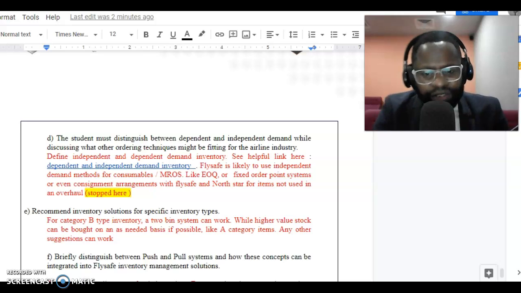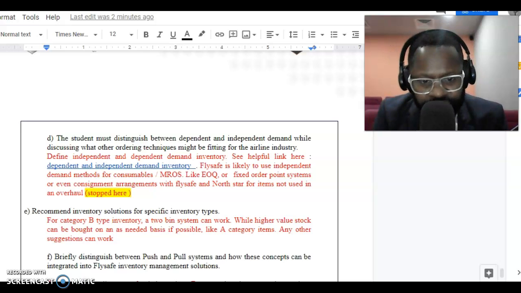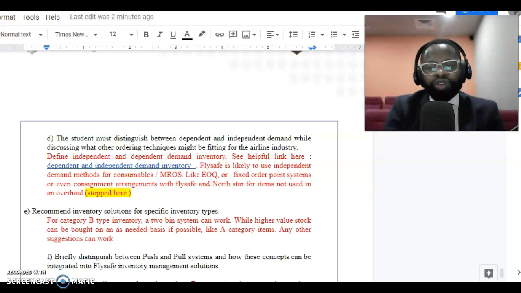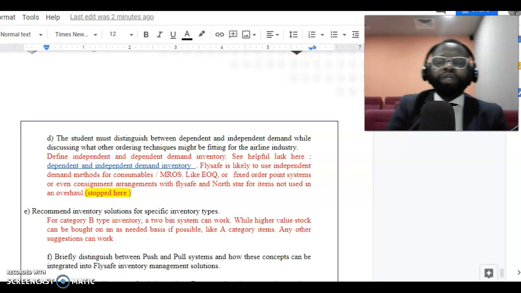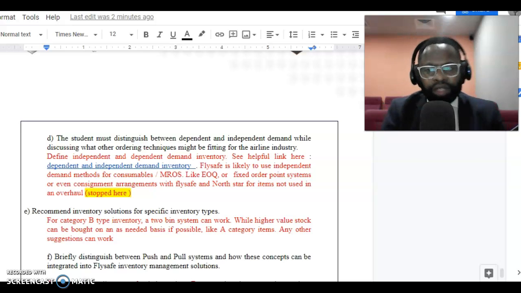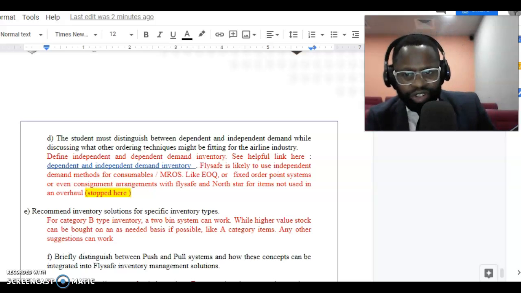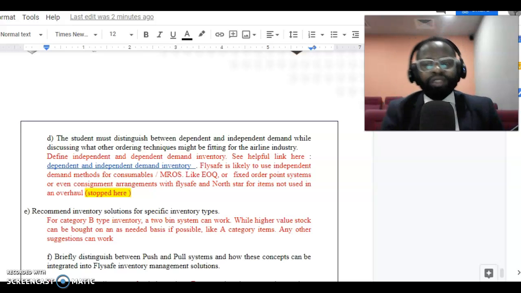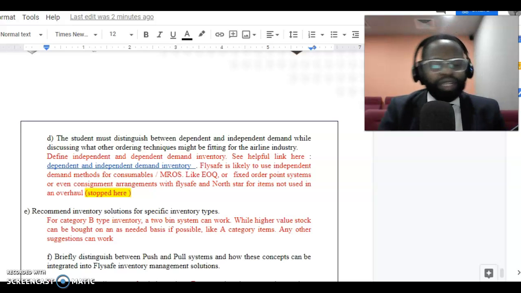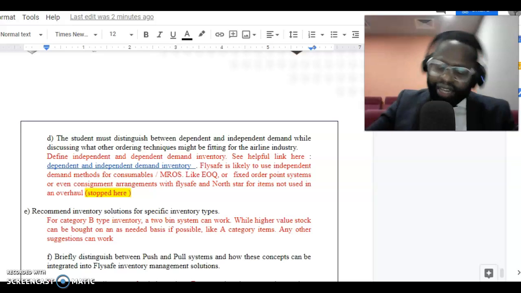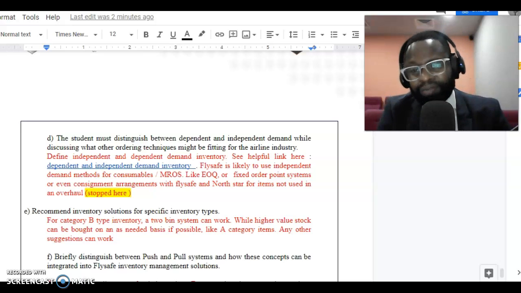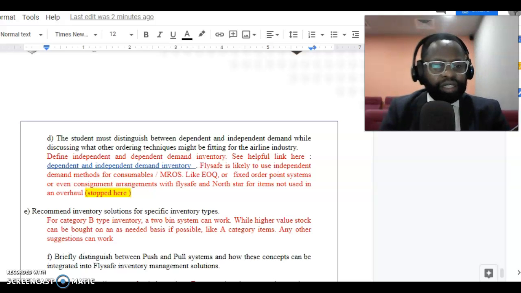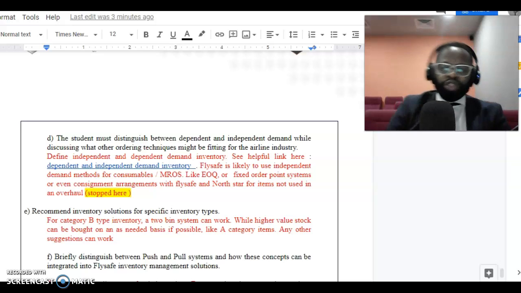So for category, you have different types of inventories, right? Inventories are broken down into categories. Listen to this carefully. You have category A, B, and C inventories. Category A inventories are usually called the critical few. And category A inventories usually contribute to 80% of your spend, but about 20% in terms of quantities, right? So in the airline industry, you'll find high value items like engines and turbines, but you don't have them in large quantities. Those are your category A inventories.